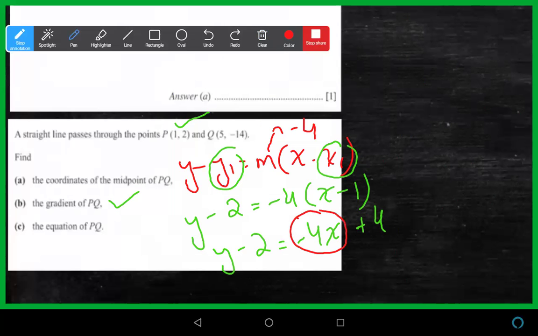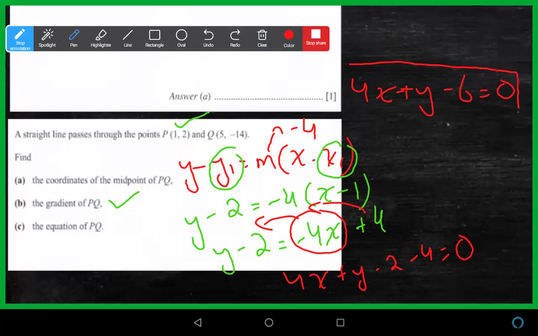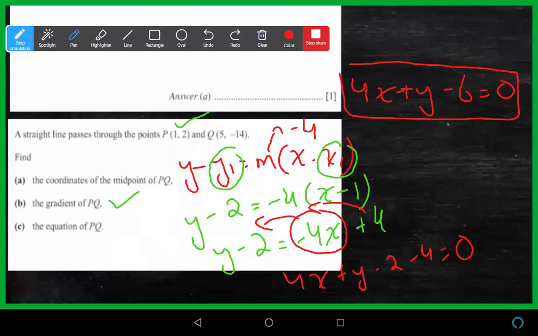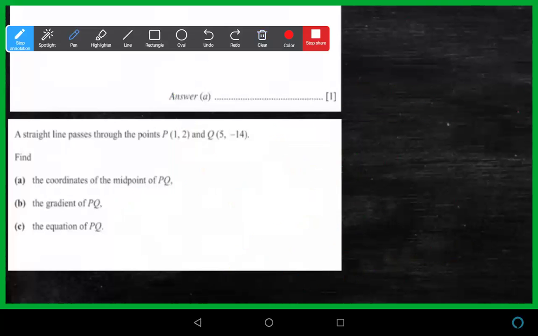So I will move both the values to the left side. It will become 4x plus y minus 2 minus 4 is equal to 0. The final answer will be 4x plus y, and minus 2 minus 4 is minus 6, is equal to 0. That's it. The question has been done. I hope everything is clear in this question. So this is the final answer. So we have done the two questions. Now moving towards the next question.